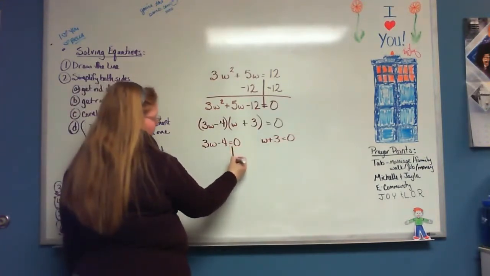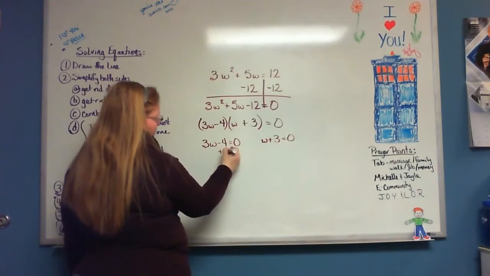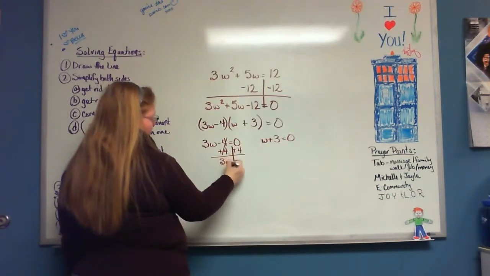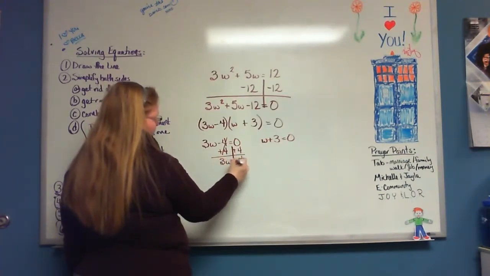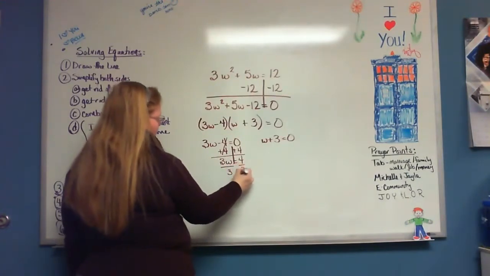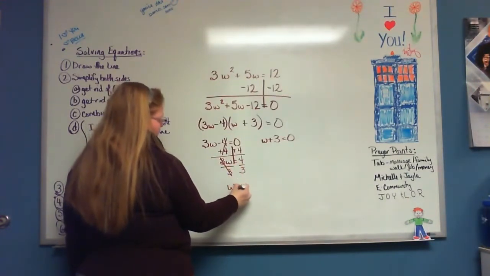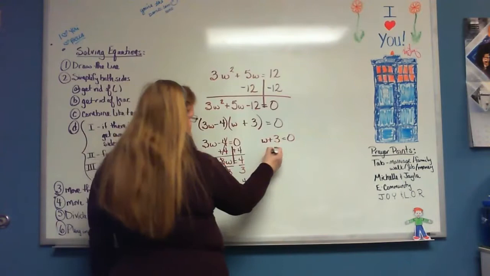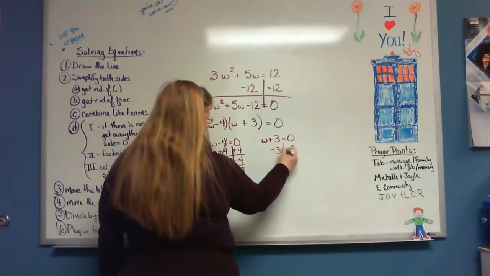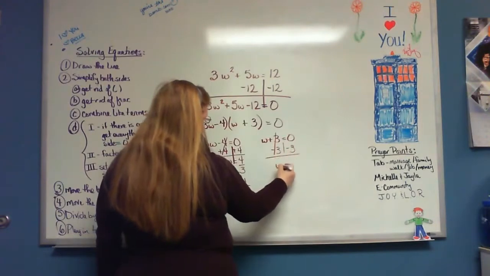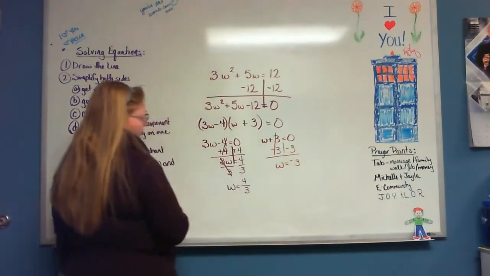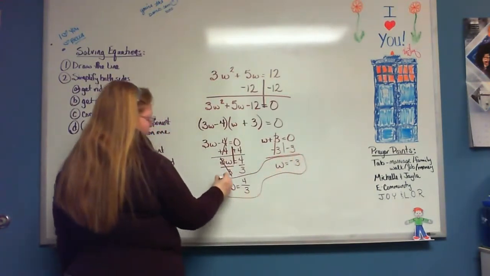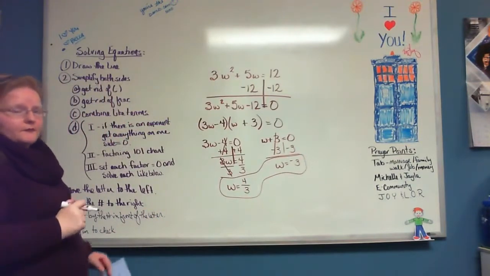Well, if I'm solving this one over here, I have to add 4 to both sides. Gives me 3W equals 4. Divide both sides by 3. So W equals 4 over 3. Or I subtract 3 from both sides and get W equals negative 3. Both of these are my answer. So both of them need to be boxed.